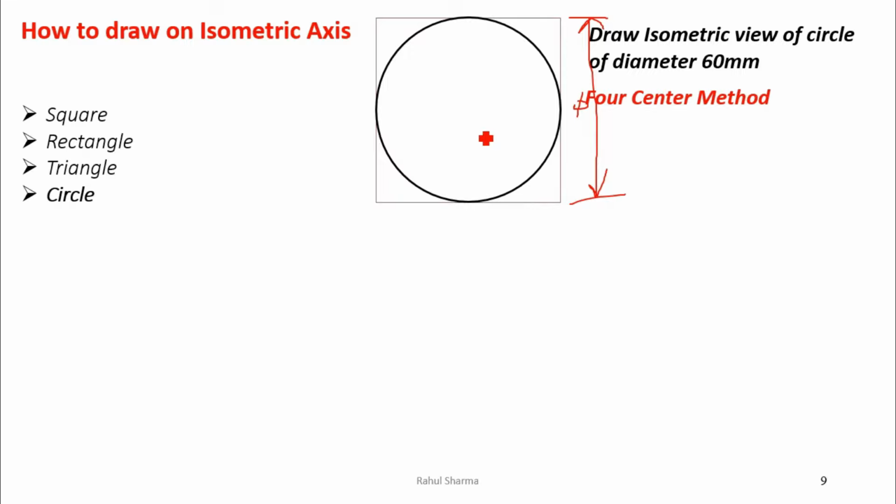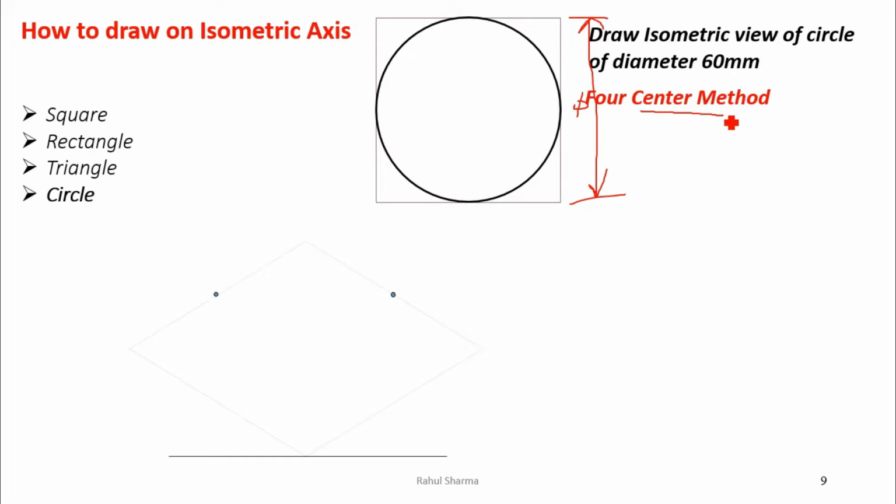But it is a practical thing: when you tilt a circle at 30°, it will look like an ellipse. So to make that ellipse in the isometric axis, or I can say to make a circle in the isometric axis, we need to use a 4 center method. What is that method? I'll tell you.